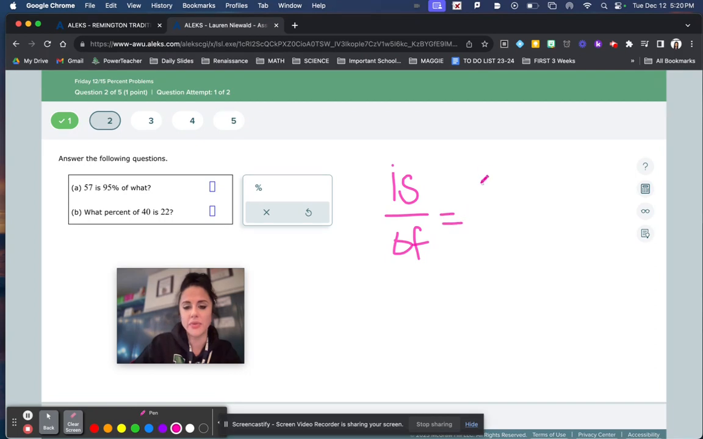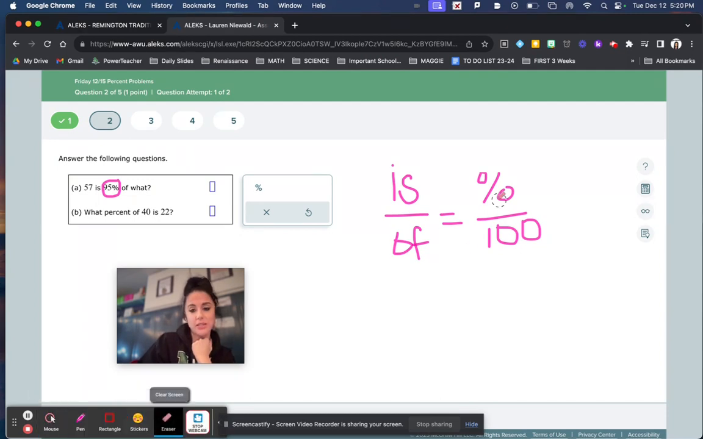So, anywho, my formula is is over of equals percent out of 100, right? No matter what, it's always that. So I'm going to look over here at my first problem. I always say look for your percent. It's going to be the number that has the percent sign attached to it. I have 57 is 95% of what? So the 95, 95 literally has it attached. So I'm going to erase my percent sign.